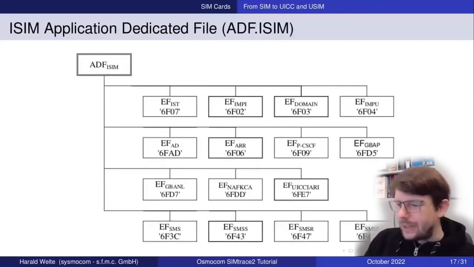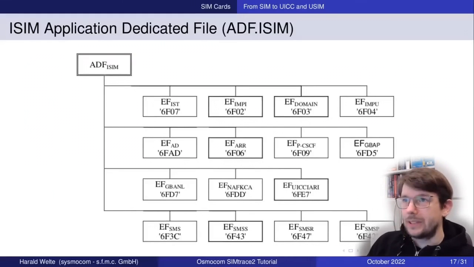What we also find on modern SIM cards is an ISIM application, that's for IMS, the IP Multimedia Subsystem, which is what is used for voice over Wi-Fi and voice over LTE calls, and voice over New Radio in 5G. This ISIM application again has its own application dedicated file with a number of elementary files underneath.